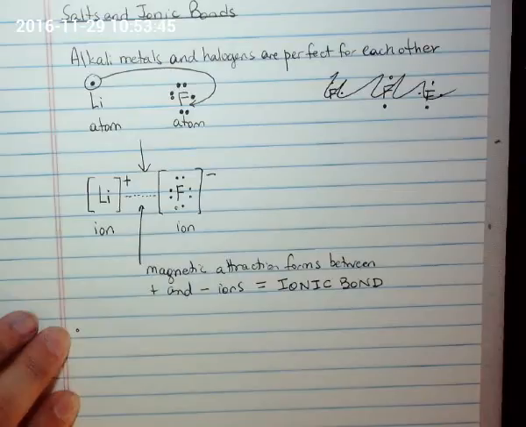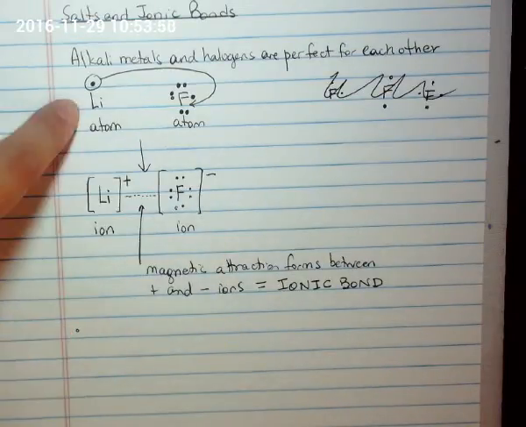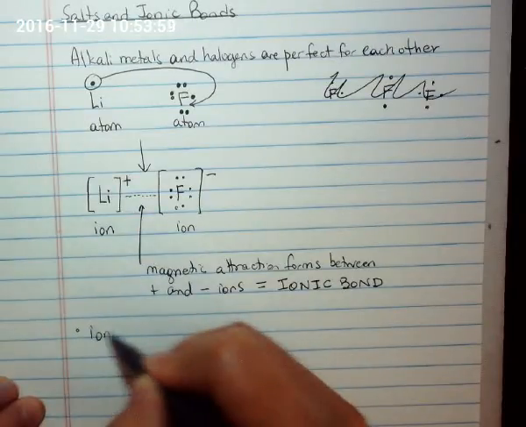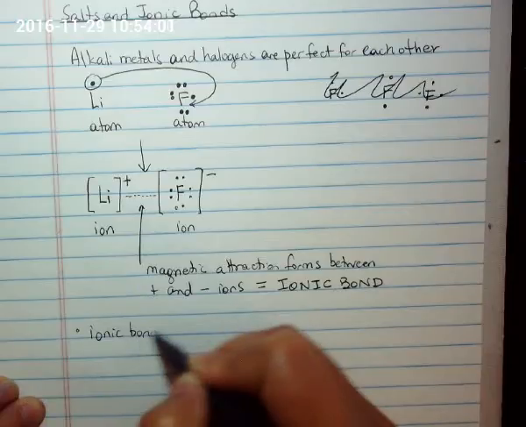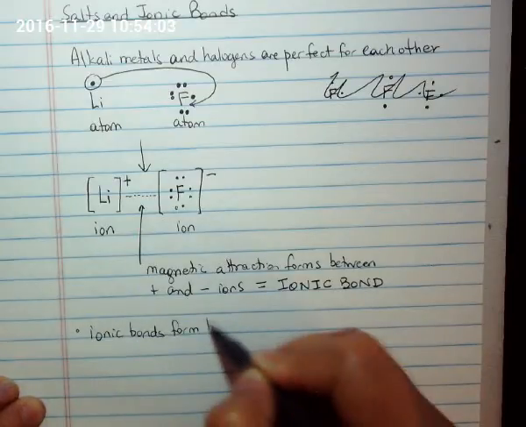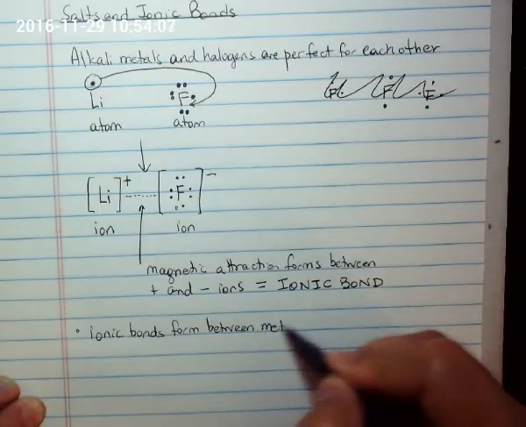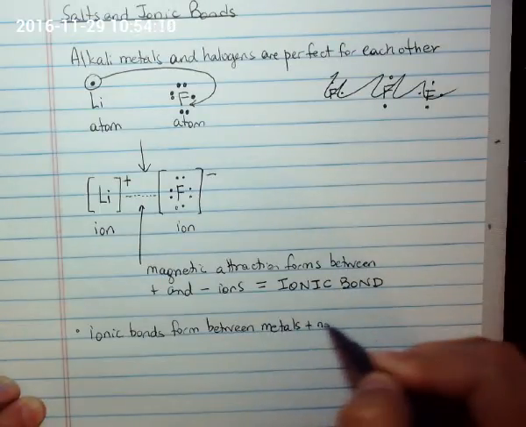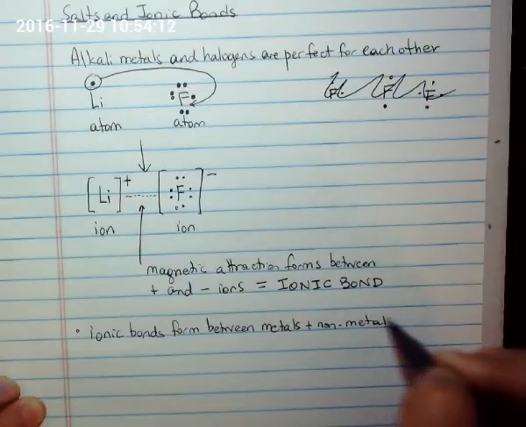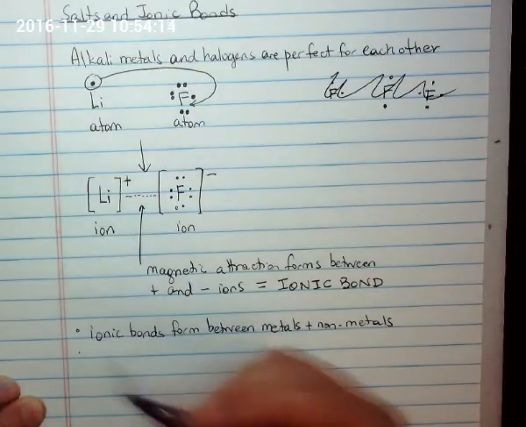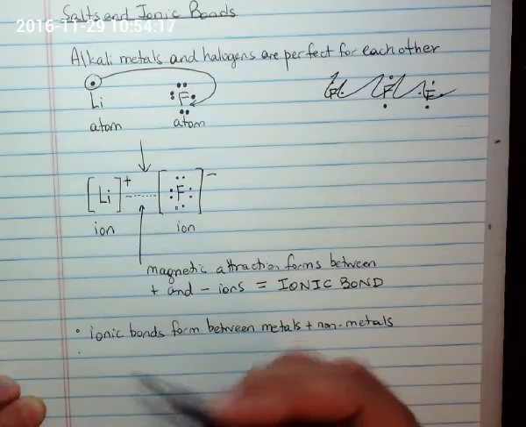All right, so what kinds of elements form these ionic bonds? Well, what was lithium? A metal. What was fluorine? A nonmetal. Ionic bonds form between metals and nonmetals. And compounds that form ionic bonds have a very generic name. They're called salts.